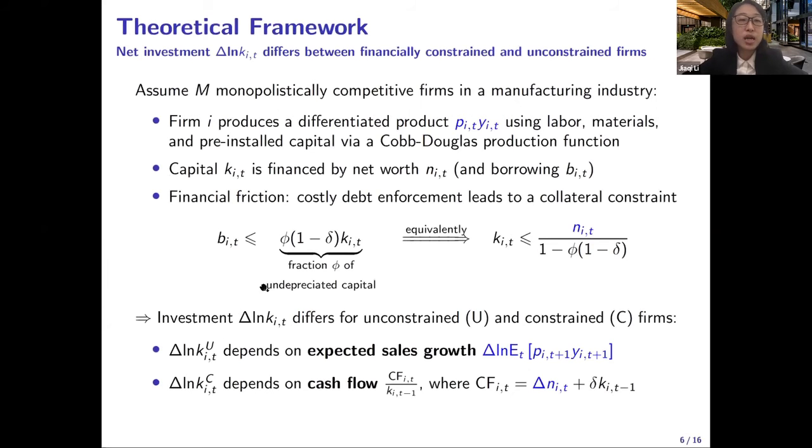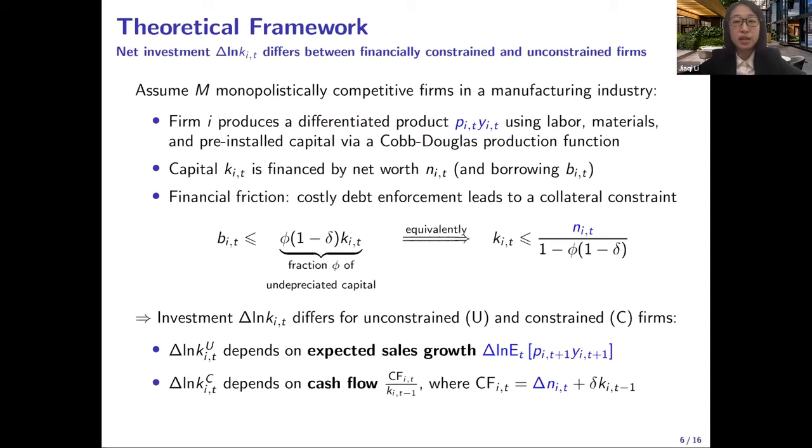Okay, so I assume firms engage in monopolistic competition in given manufacturing industries. They produce a differentiated product using labor, materials, and pre-installed capital via a Cobb-Douglas production function. PY is the firm's revenue. Capital is financed by firms' net worth and borrowing. And firms face a financial friction, which is modeled by the costly debt enforcement problem. This implies that firms cannot be forced to repay unsecured debt.